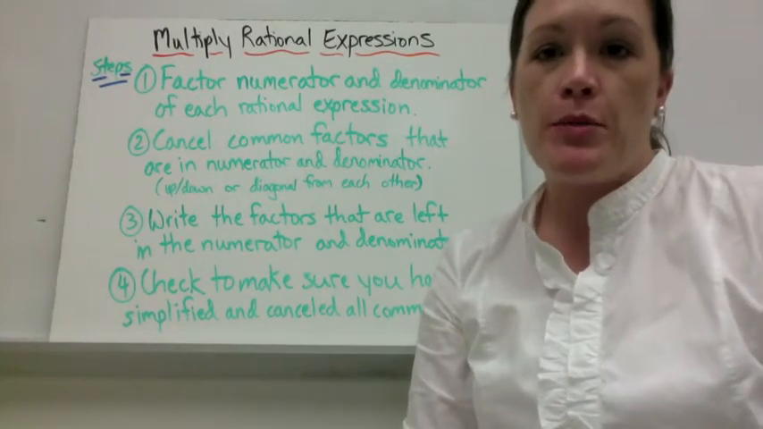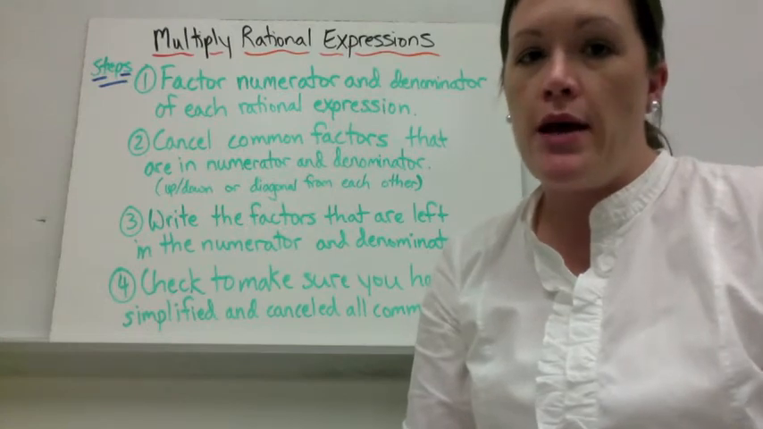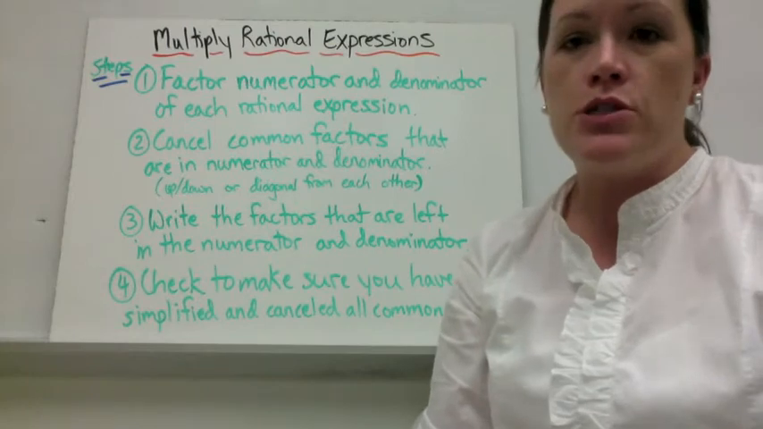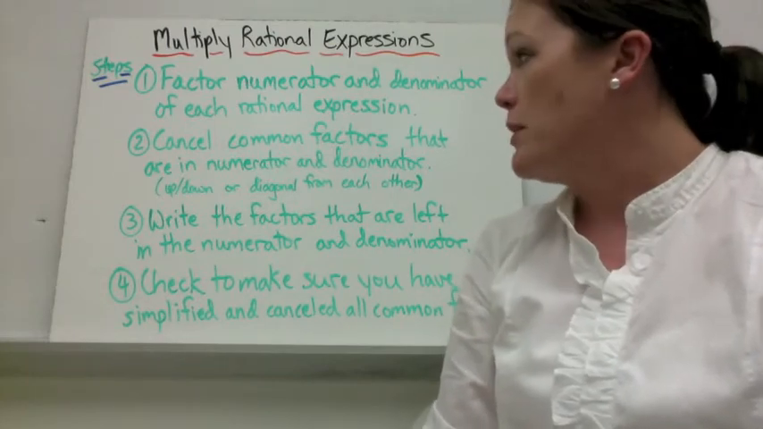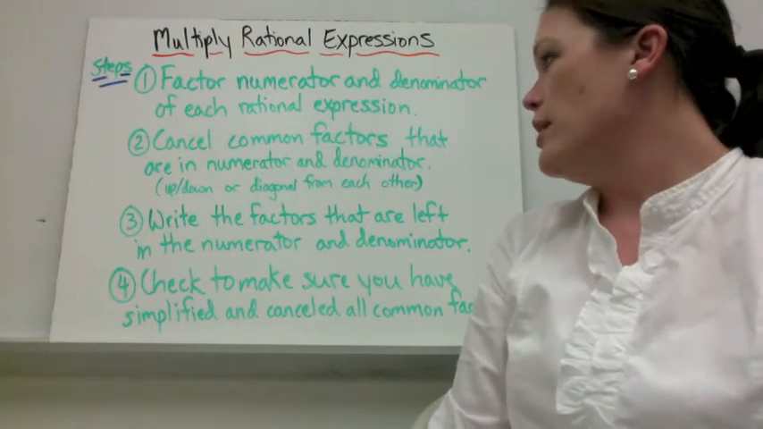Let's talk about multiplying rational expressions. There's some steps involved when we want to multiply. The first step is to factor the numerator and the denominator of each rational expression that you're multiplying. Number two, cancel common factors that are in the numerator and denominator.